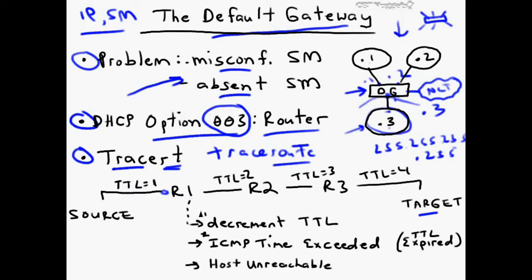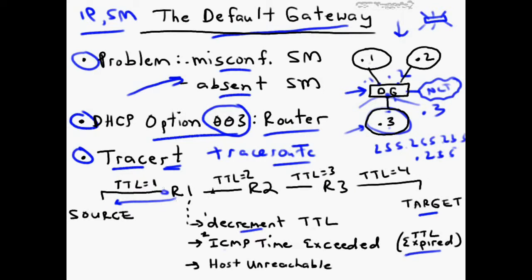The router is configured, as most routers are by default, to decrement that TTL. So 1 minus 1 equals 0. R1 will send a message or an acknowledgement back to the source saying that the TTL is expired. ICMP time exceeded is the specific name for that.